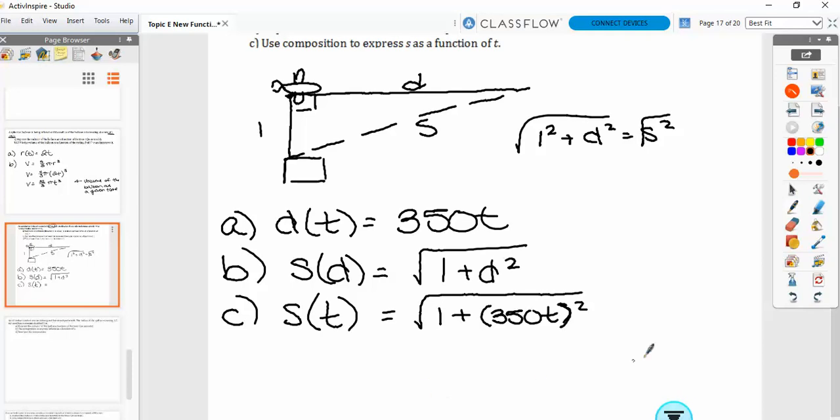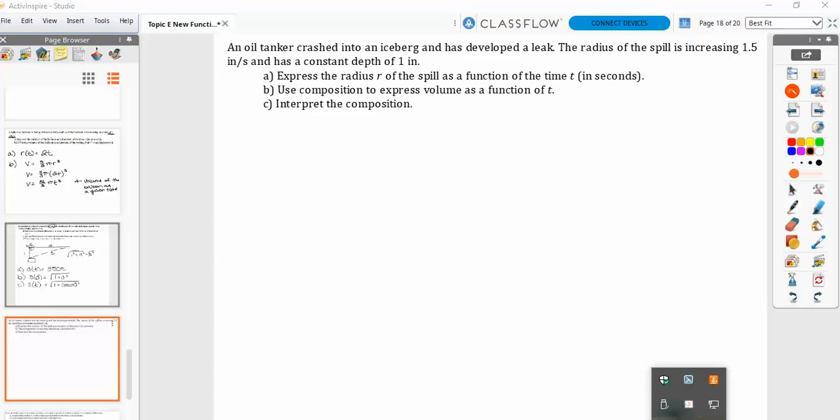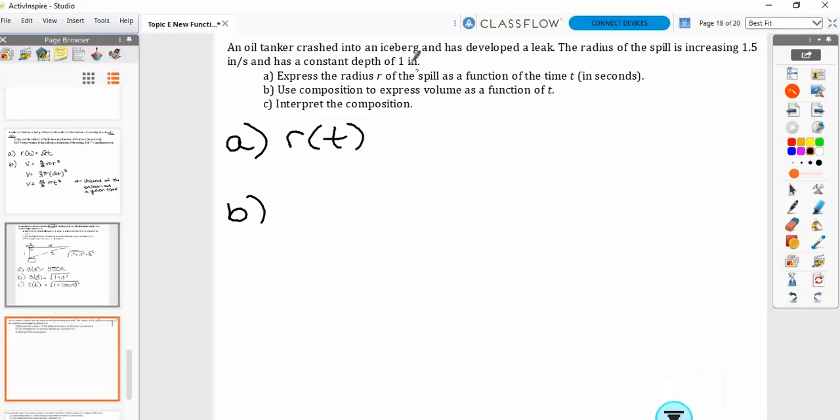Question? Why don't you guys read one and see if you can set it up. Alright, let's look at A at least. Did you get that one? What did you get? Okay.